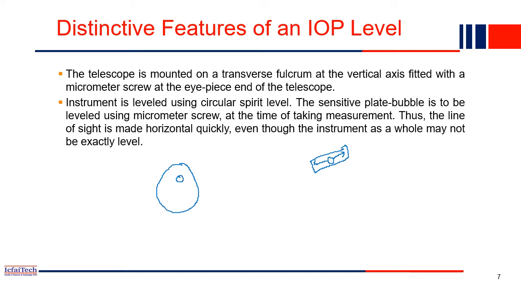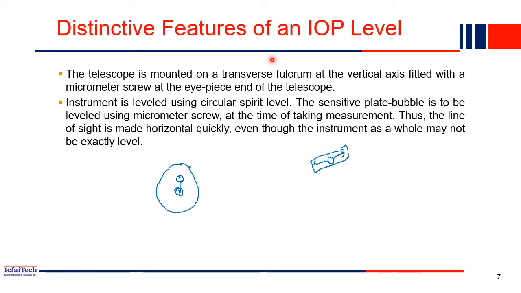In that case the bubble may lie at any point in this plane, so we have to adjust it and keep the bubble at the center point of this entire circle. That is our main objective, and that is another difference you will find in the IOP level. This is a single circular sensitive plate bubble. With it you can set the adjustment and level the instrument very quickly, but with the other it takes much more time to keep the instrument level.